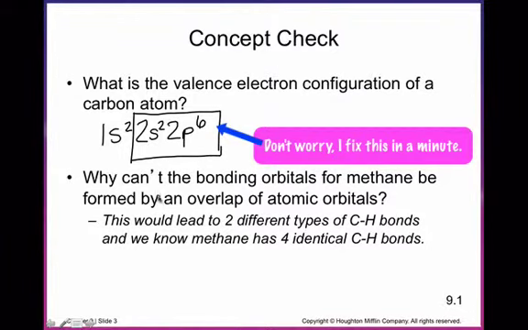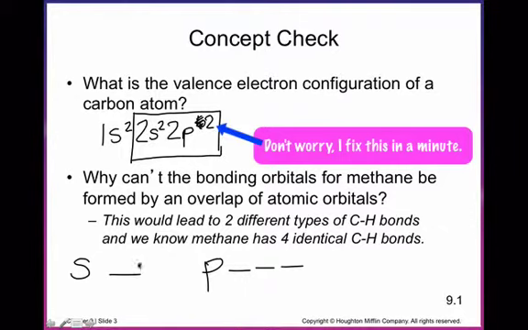It says, why can't the bonding orbitals for methane be formed by an overlap of atomic orbitals? So why can't we just take these and overlap them in order to make the bonds that we need with the hydrogens? And the reason is, if we did that, we would see 2 different types of carbon-hydrogen bonds. Because remember that an s orbital has one, we represent it with 1 line. A p orbital is represented with 3 lines.